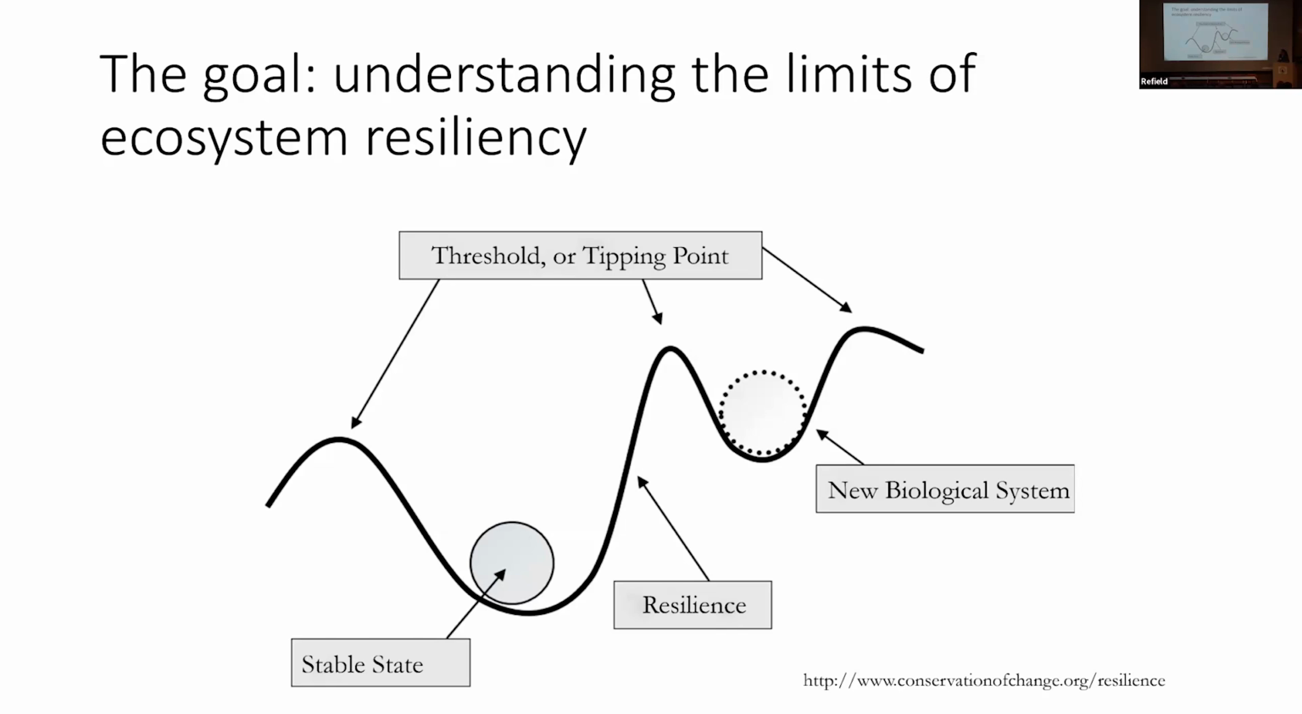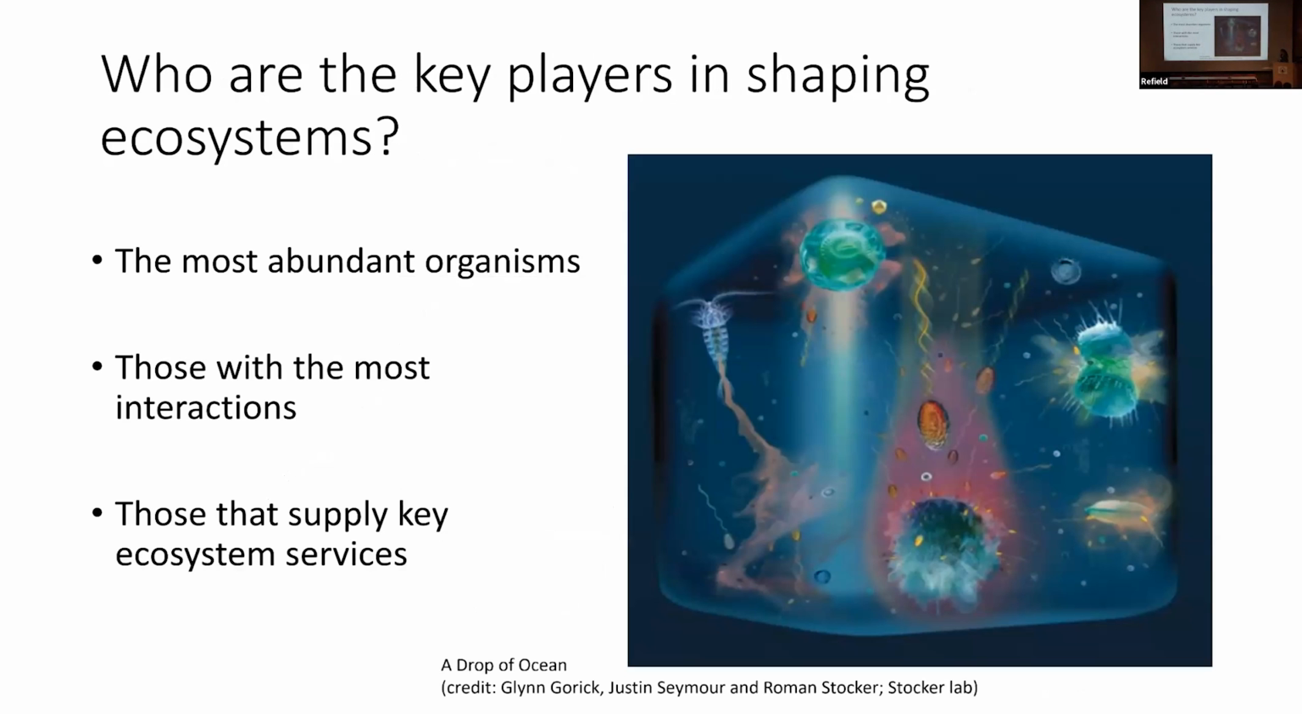And in order to understand the limits of ecosystem resiliency, it's not just a single organism, it's how the organisms interact with each other that we really need to be concerned with. So I really like this figure that shows a drop of ocean with all of these different marine organisms interacting with each other in complex ways. So we might ask ourselves who the key players are in shaping ecosystems that we should spend the most time doing experiments on. We might say the most abundant organisms, although I think that, because of functional diversity, this could lead us down the hole of not really understanding how ecosystems are going to change.